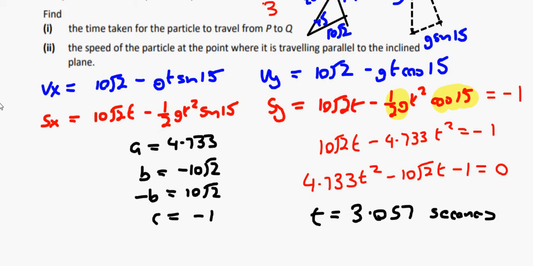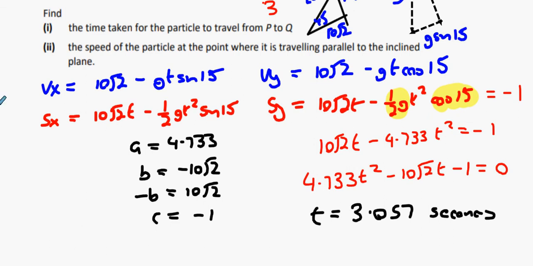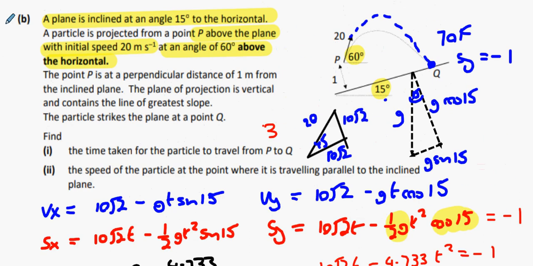The speed of the particle at the point where it's traveling parallel to the inclined plane. Now, this is an unusual one because what can we say? Parallel to the inclined plane. Now, it doesn't land parallel, does it? But it's parallel to the inclined plane. So why are you saying phi equals 0?